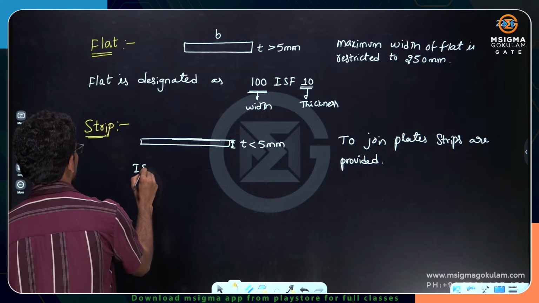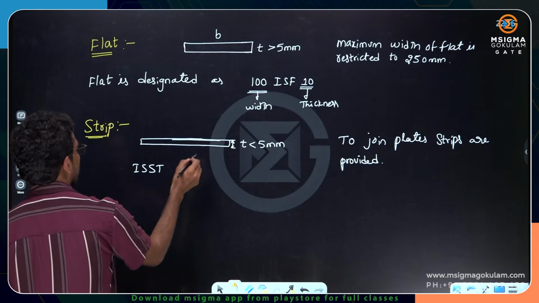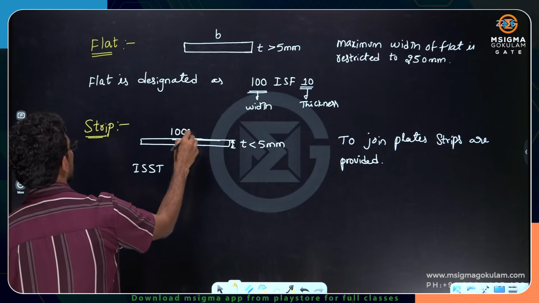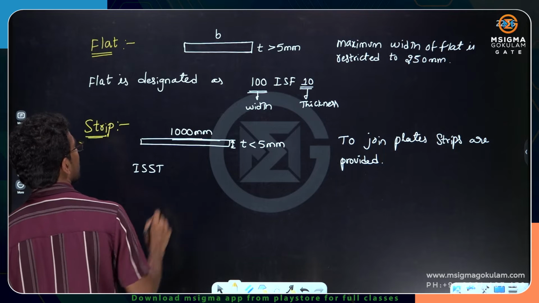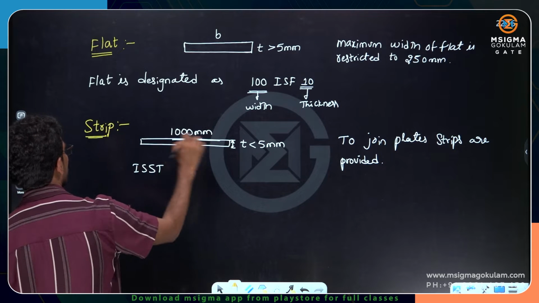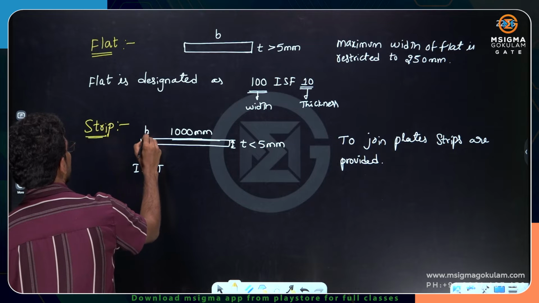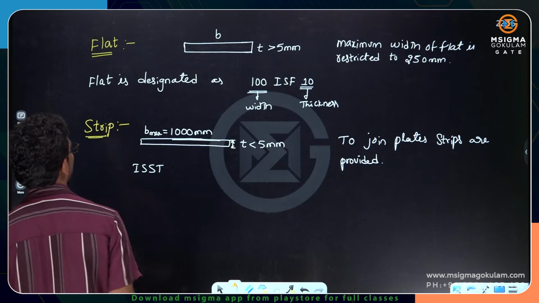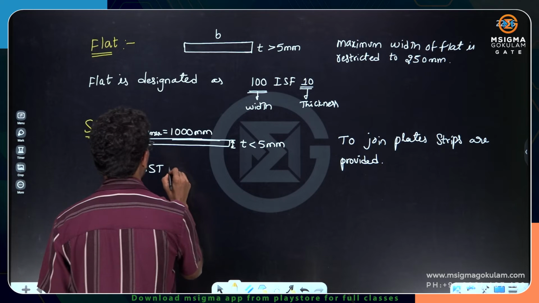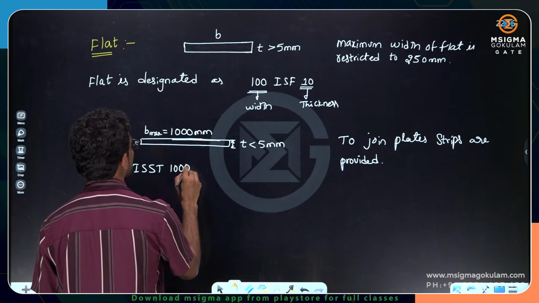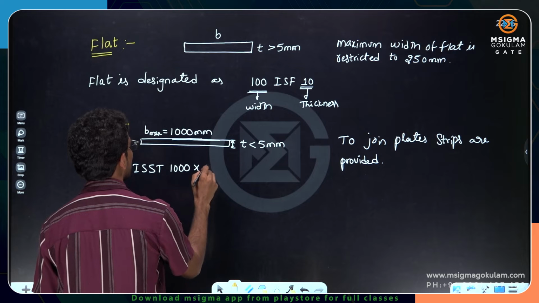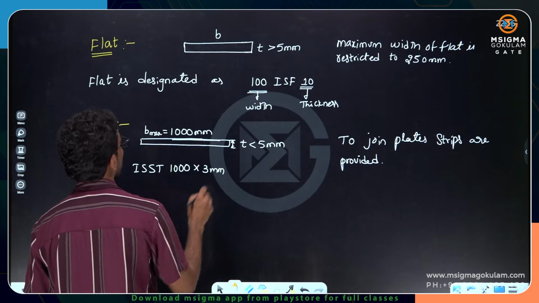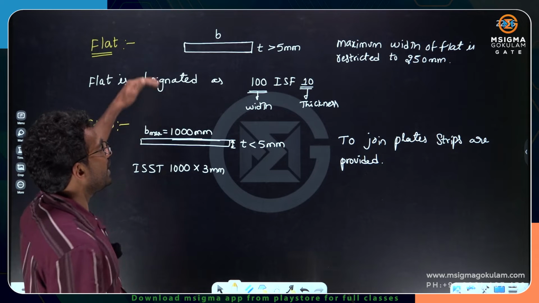Indian Standard ISST. We have certain width. The maximum width of the strip is limited to 1000 mm. So B max, the maximum width of the strip, is equal to 1000 mm. For ISST, we first indicate the width of the strip followed by the thickness of the strip. Let's say it is 3 mm. That's all, nothing more than that. I hope you understand the difference between flat and strip.